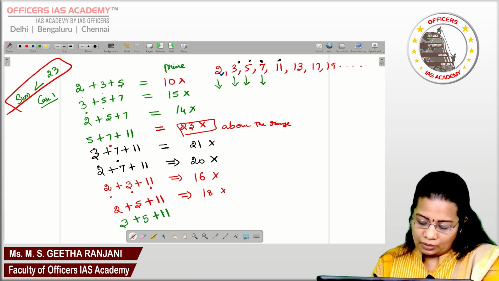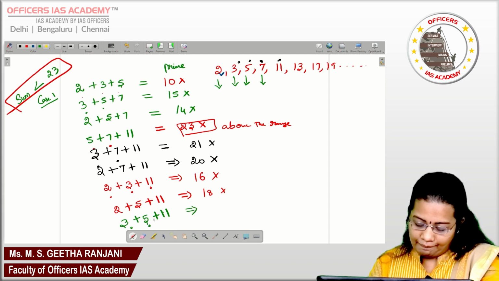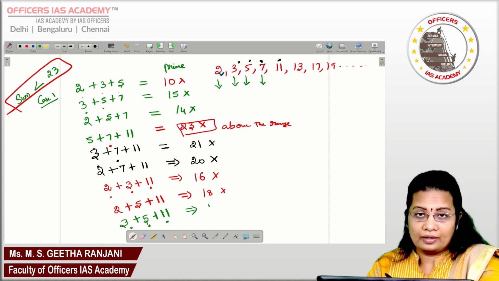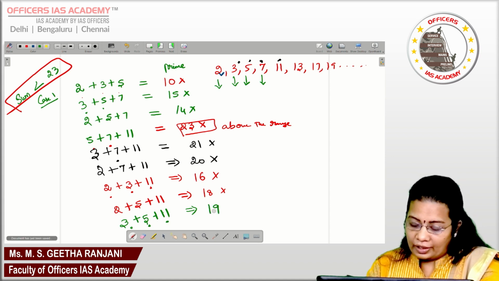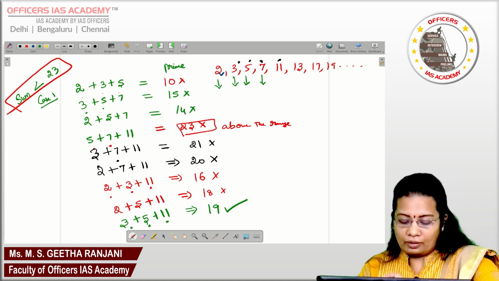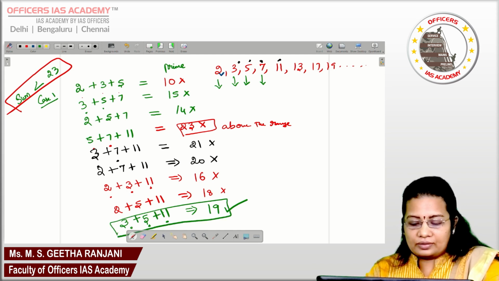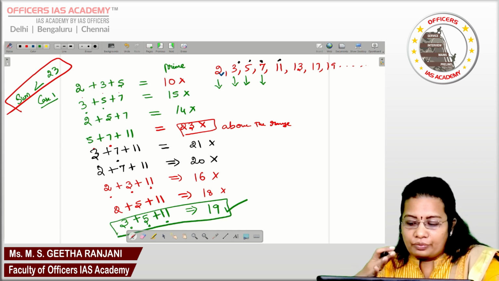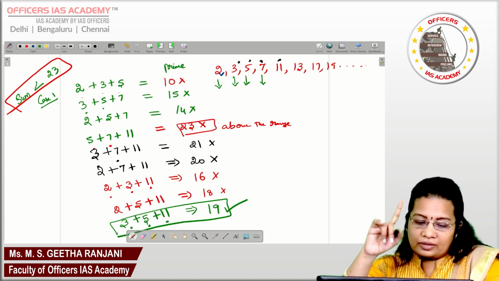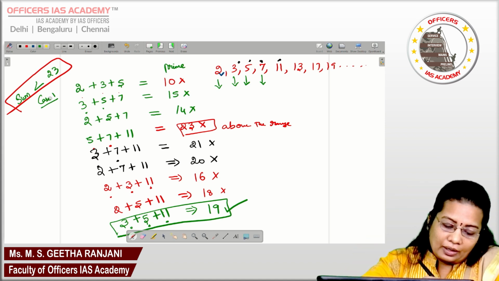Yes, this is one of the best combinations. I got 5 plus 3, 8. 8 plus 11, 19. 8 plus 7, 19. So 19 is a prime number. Further, I got one value, only one unique value. Other than this, every other option failed. So only one unique answer I got from statement number 1.